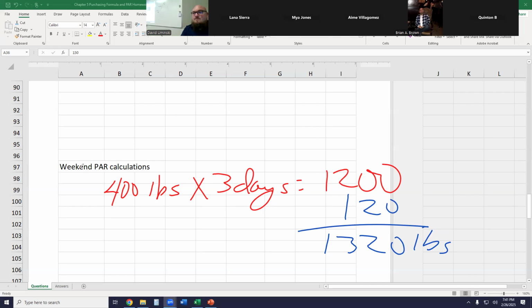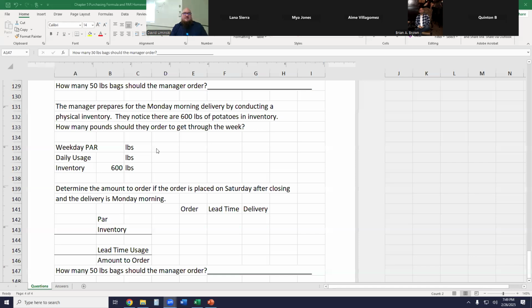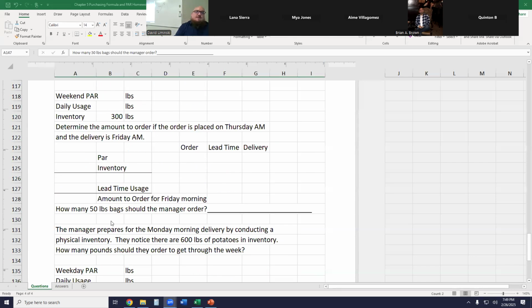The last page. All right. So what is our weekend par? 1,320. In the inventory, we have 300. So we subtract those two, we get 1,020.